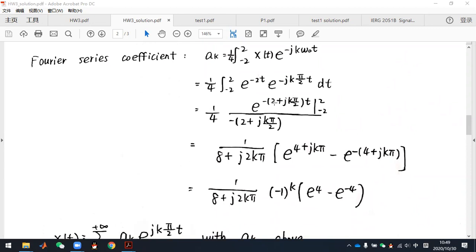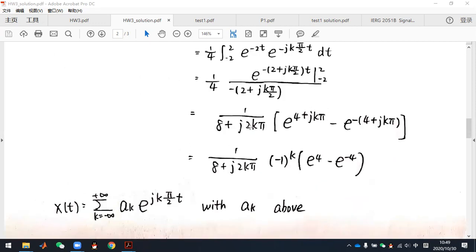So let's continue. Then this is the result of the integral, and then we take the difference between t is equal to 2 and t is equal to minus 2. And then we get this result. And then we can make some further simplifications.